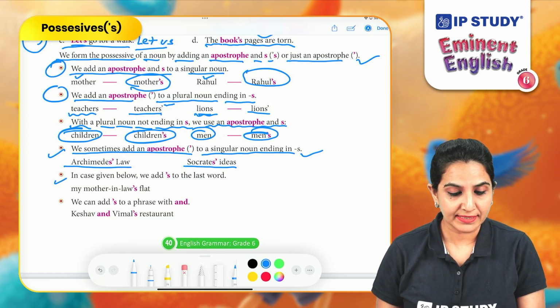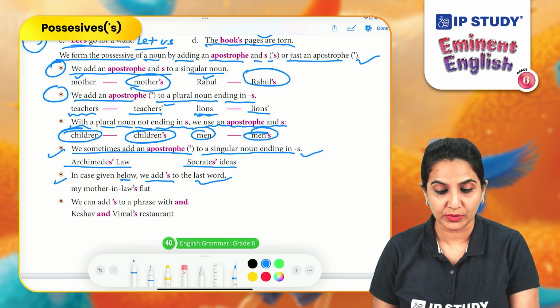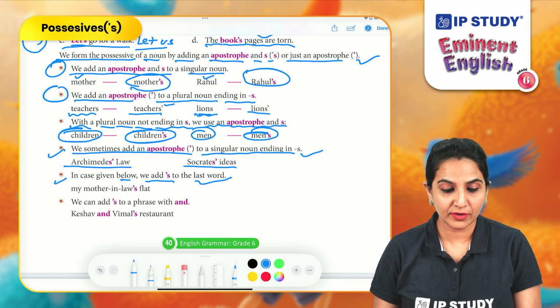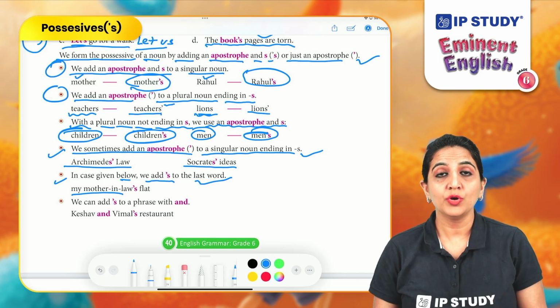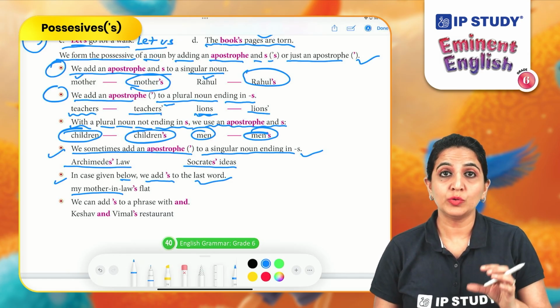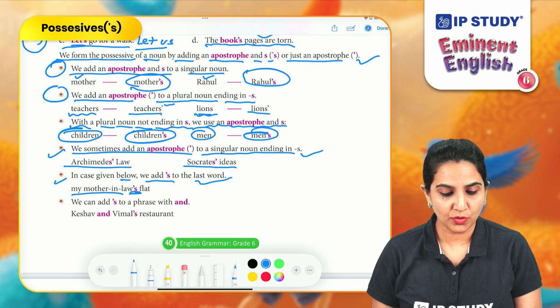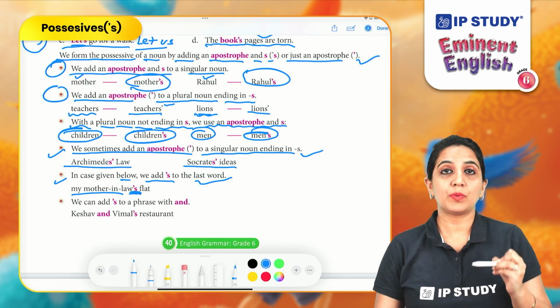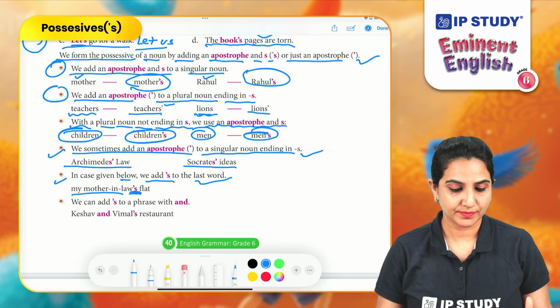In the case given below, we add apostrophe and S to the last word. My mother-in-law is the compound noun. Now, to show the possession, whose flat? My mother-in-law's flat. So, we simply add apostrophe and S just to the last word.